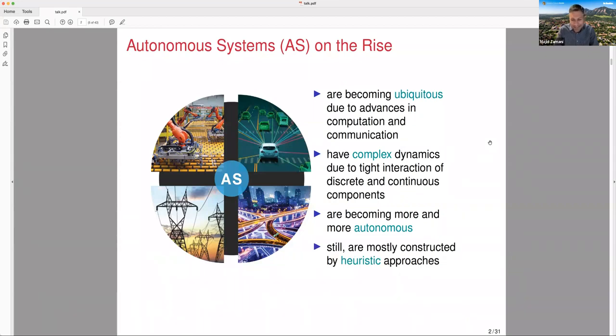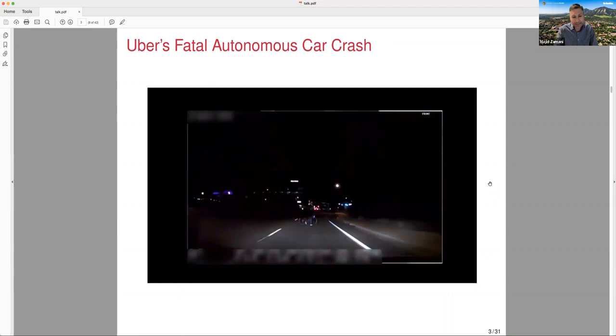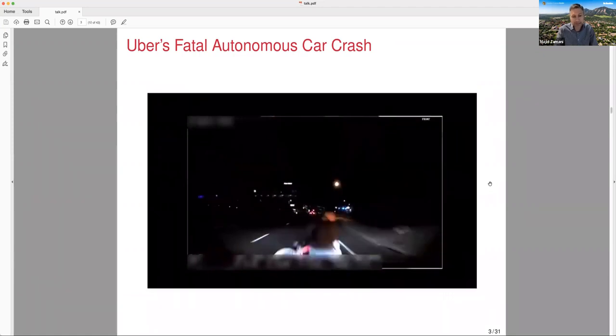But there is a but here. The reason is that these systems, because they are very complex, are mostly still being designed in an ad hoc and heuristic way. And that's not good, because this can cause catastrophic events, in particular if we are dealing with safety critical applications. I'm sure most of you are aware of the Uber fatal autonomous car crash, which happened in 2018. Unfortunately, a pedestrian got killed in this crash. And the driver was convicted of negligent homicide.